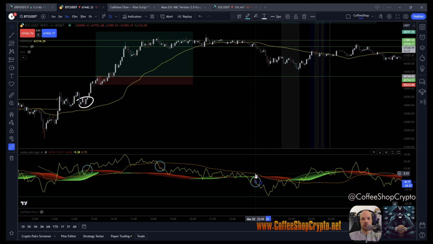So I'm below the 50. I'm below the range. I'm below my liquidity, right? And I've broken below a previous swing low up here, okay? And this is where you can start looking for short trades. And of course, you end up getting your short trades afterwards, okay?